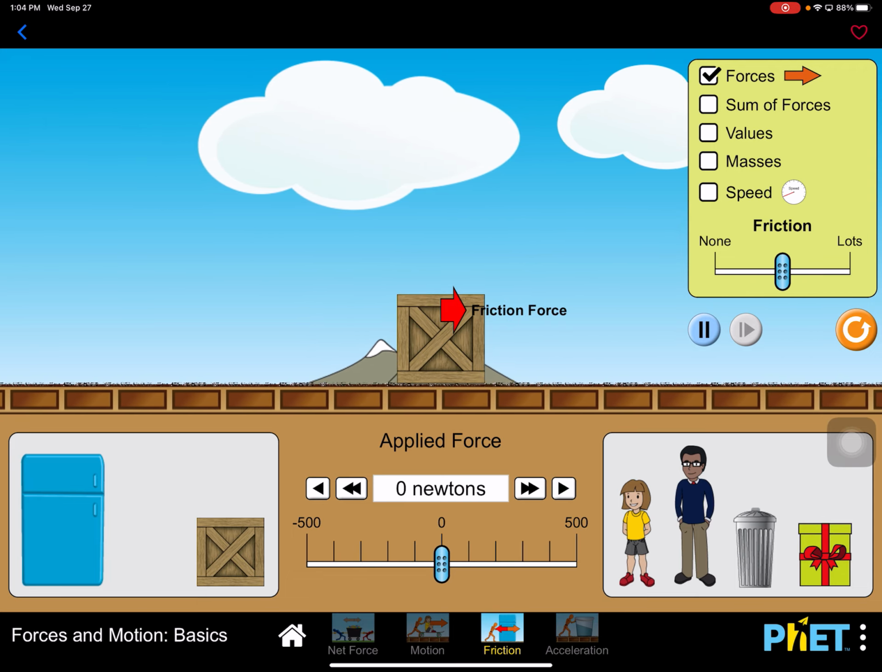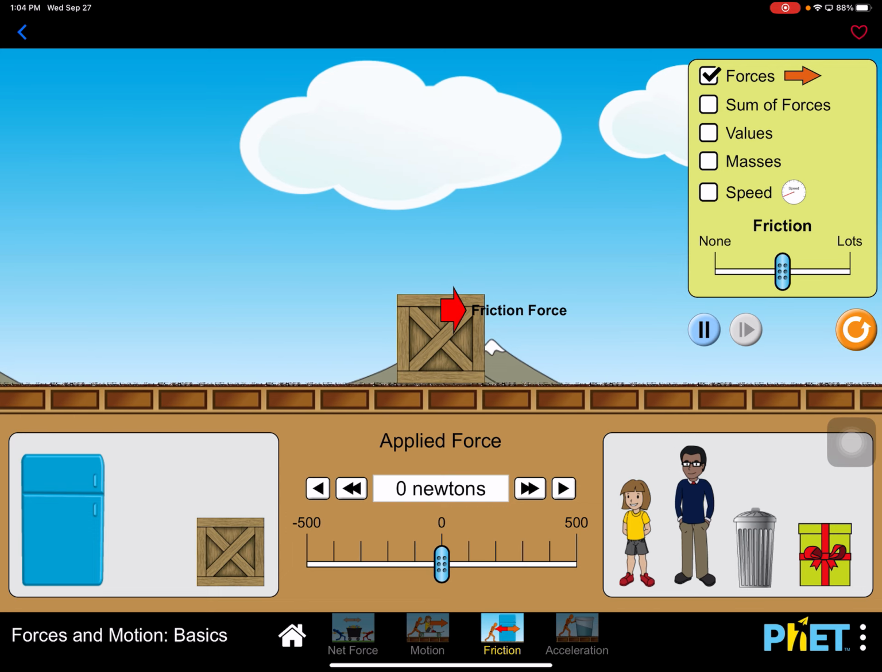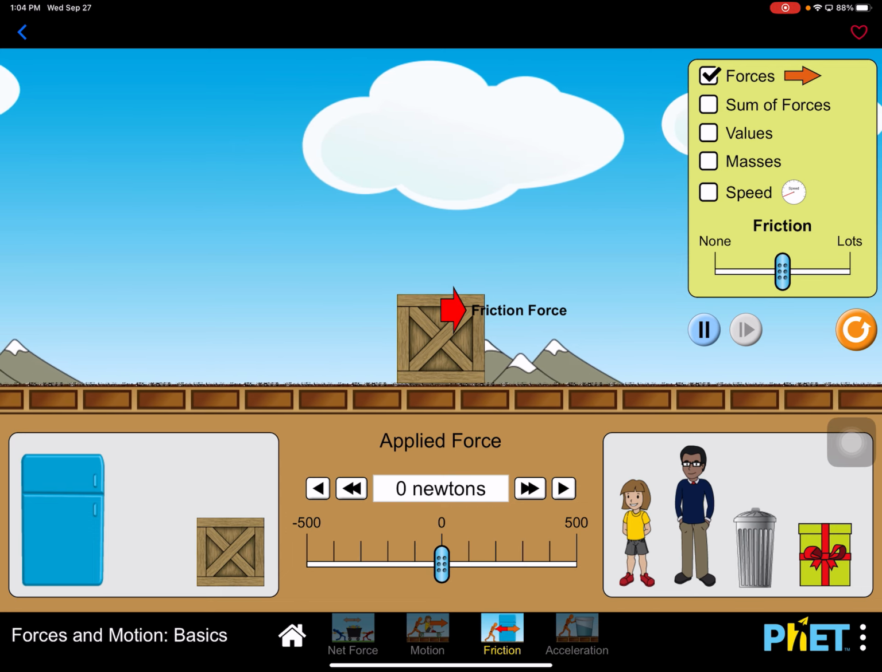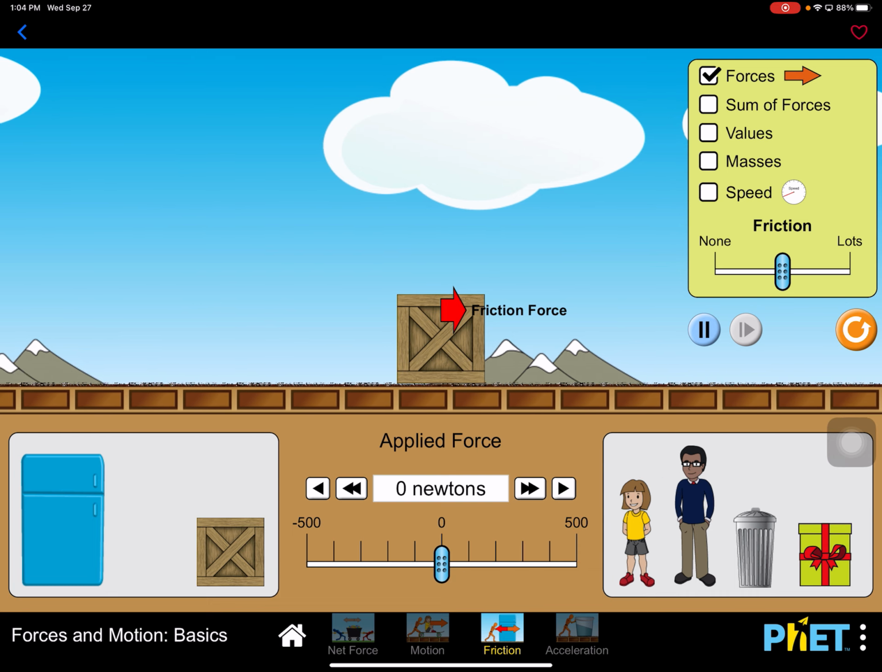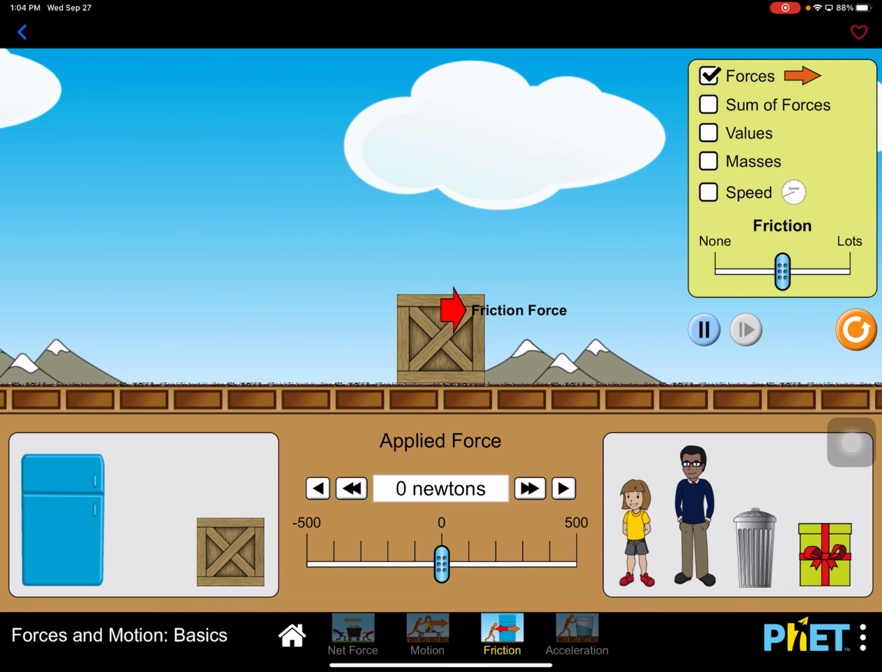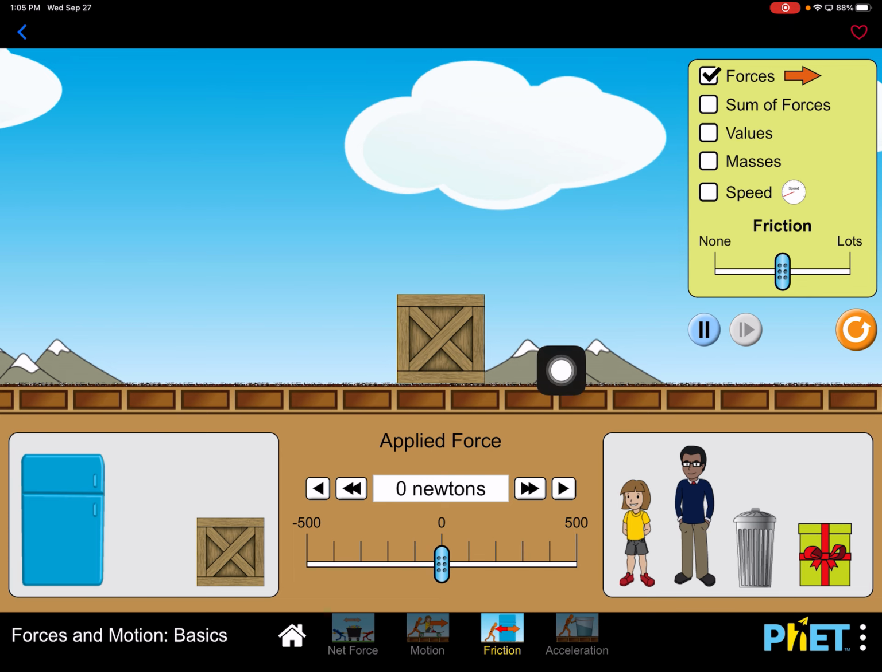Okay, so friction forces are always in the opposite direction of the motion. And how do they arise? They arise because of the attractive forces between the two objects. Now the term friction force is used when two solid objects rub against each other.